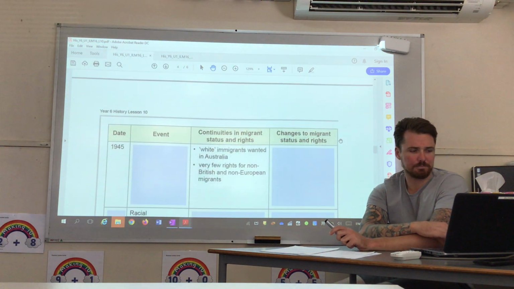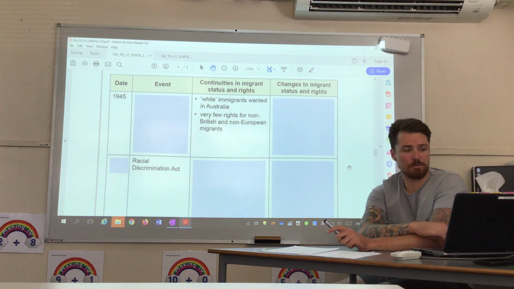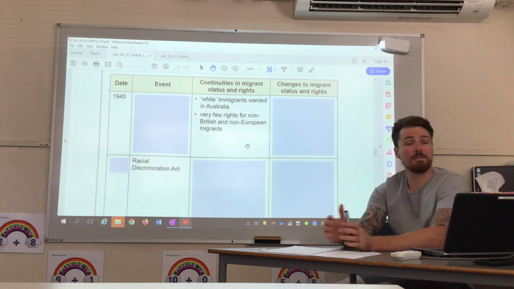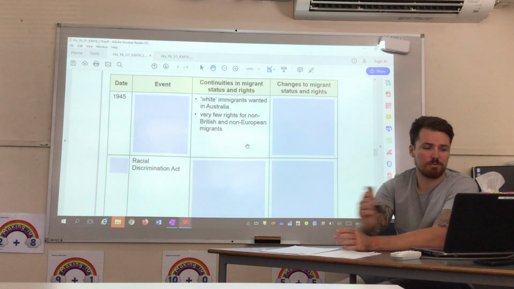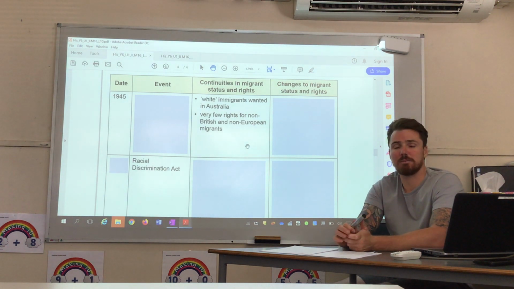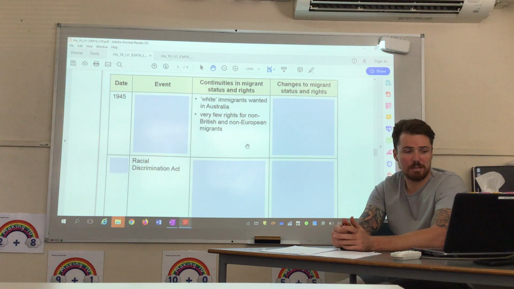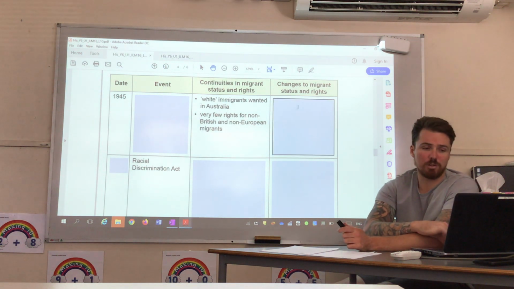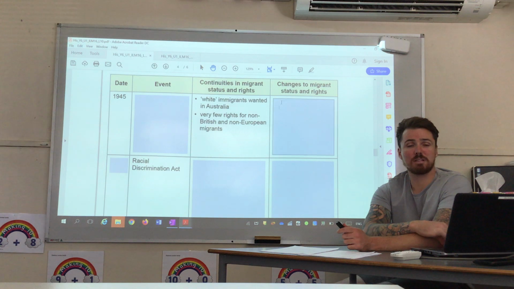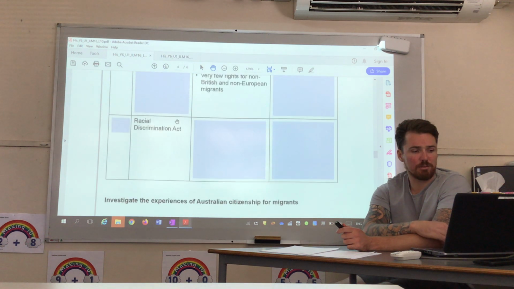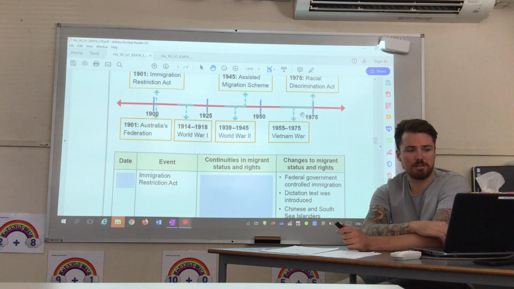with migrants' rights. As we work our way through, we'll notice again that we have a date here, there's an event that matches that, what things stayed the same. So white immigrants were still wanted, and very few rights for non-British and non-European migrants. So that was still the same. The rights didn't really improve for non-European migrants, but there were some changes, and that was that the government started offering incentives, and they started trying to promote people to come here. So there's one more there, the Racial Discrimination Act that we find all the way up here in 1975.